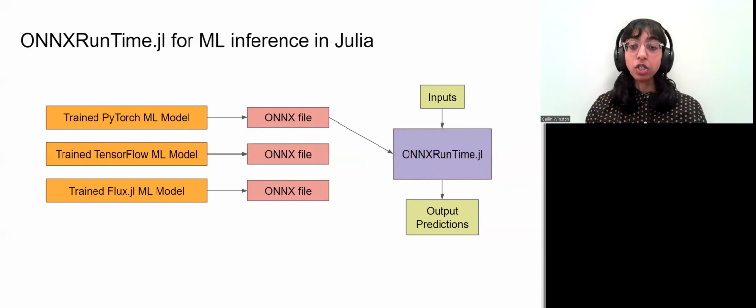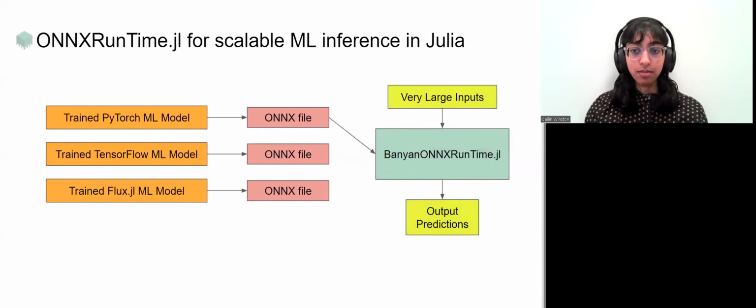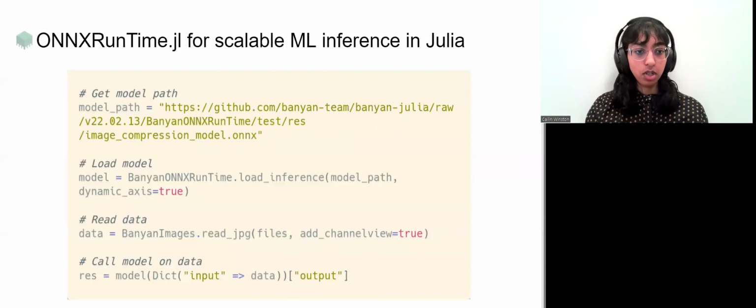BanyanONNXRunTime provides a distributed version of the ONNXRunTime.jl package. The API is almost exactly the same, and you can pass in a Banyan array to a BanyanONNXRunTime session. In this example, we read in an ONNX model stored on GitHub in an HTTP path and use it to operate on an array of images.